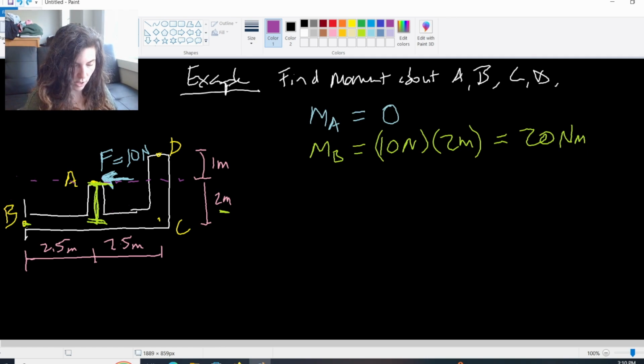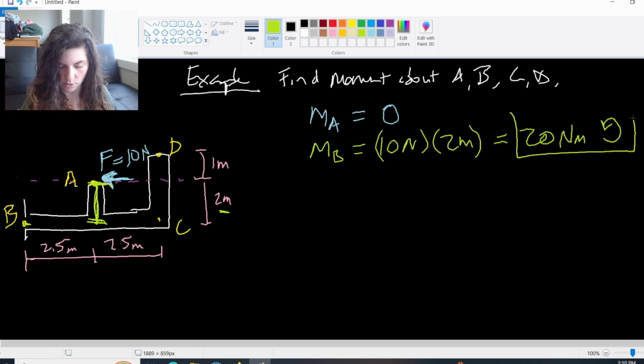Okay, it is going counterclockwise, so I need to indicate that in my answer. And I'm going to go ahead and just draw the shape. I'm going to say it's 20 Newton meters counterclockwise. That's the moment about point B.